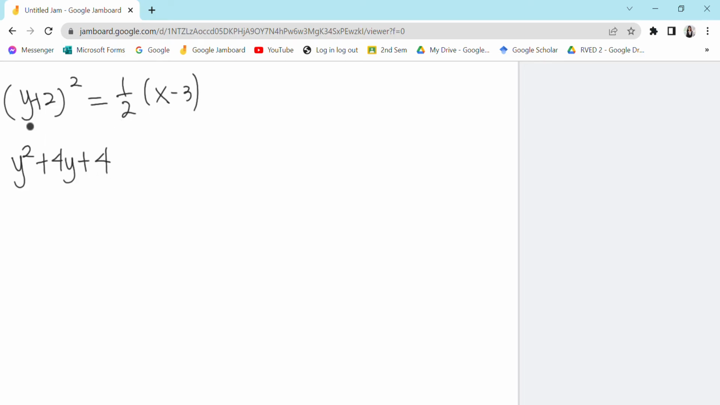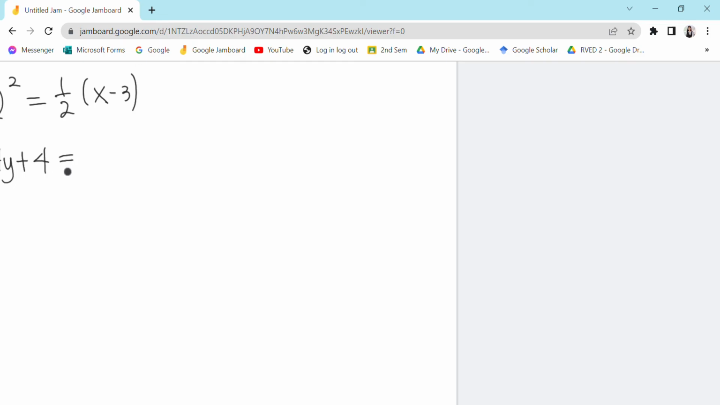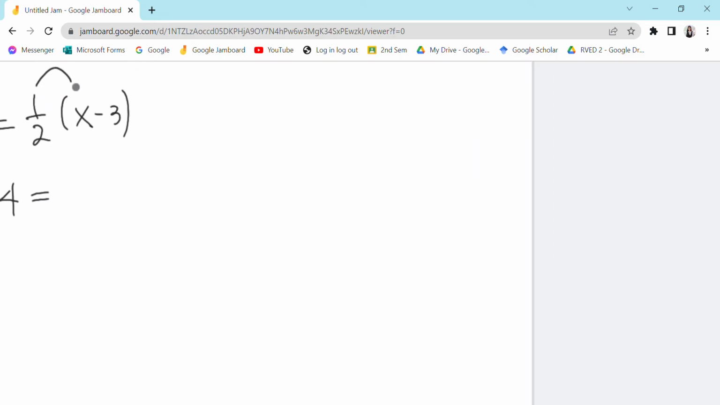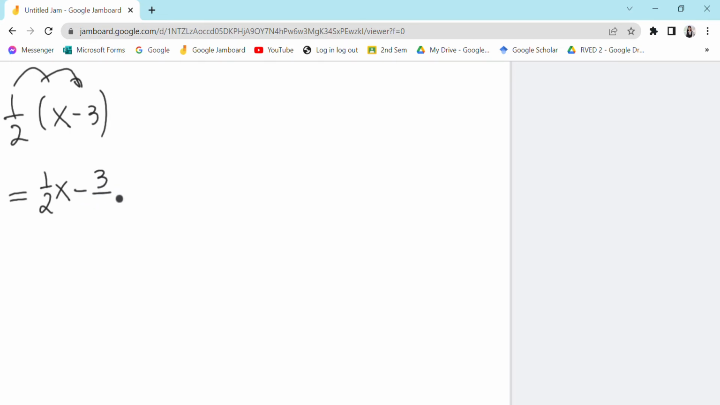So, that came from the square of y. 2 times y is 2y times 2, that's 4y. And then the square of 2 is 4. Okay, that's for the trinomial. We usually do this, so I do it fast. I know you're familiar with the steps in multiplying this binomial. The other part will be distributing this to the group. So, multiply 1/2 to x, that is 1/2 x. Multiply 1/2 to negative 3, that is negative 3 halves.